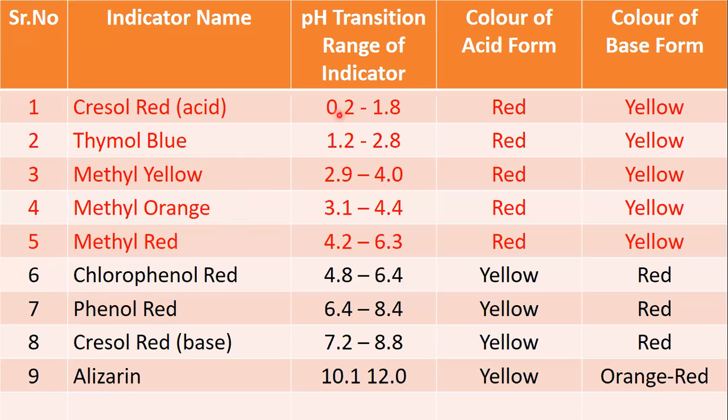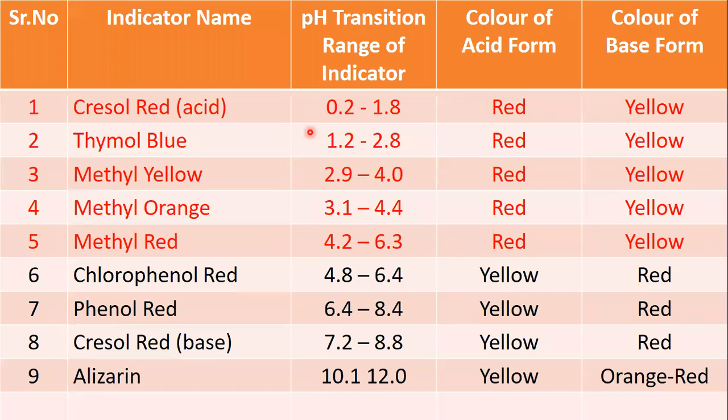Okay, it doesn't matter if you don't remember this range, but you must remember the indicator name and the color of the acid and base form of the indicator. So I have segregated them to make them easier to remember. So these 5 indicators have red color in acid solution and yellow color in basic solution. The acid form of the indicator has red color and the base form has yellow color. You take a screenshot and later you can write it down in your notebook.